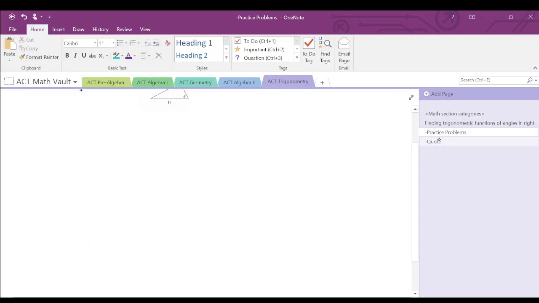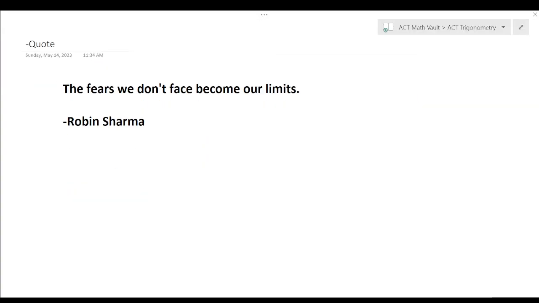Lastly, I want to leave you with a quote. This is a really good one. The fears we don't face become our limits. How about that? If you have a fear of math, some of you, right now, working through the content that you don't understand is definitely the way to face your fear.